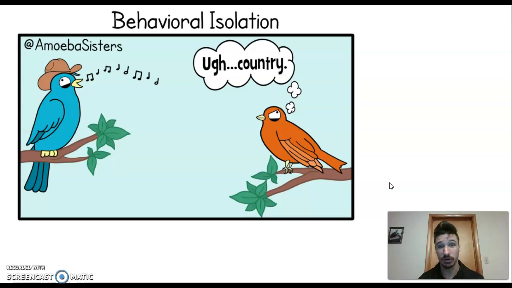Then you have behavioral isolation. That can be when you have a particular species like birds, which are very well known for their very specific, very obvious, and very over the top mating rituals. Sometimes certain mating rituals are not as well received by the opposite sex as others, and therefore a type of bird in this example can be isolated behaviorally from reproduction, from passing on their genes.